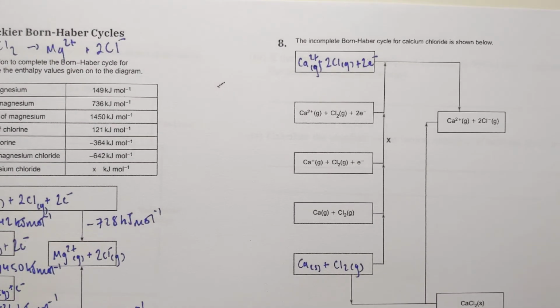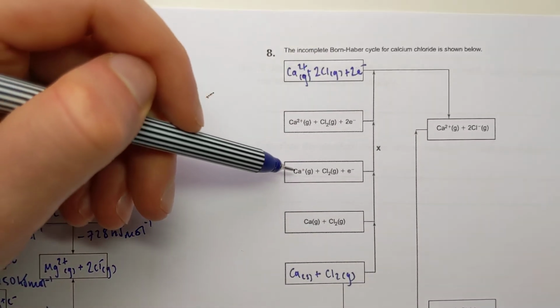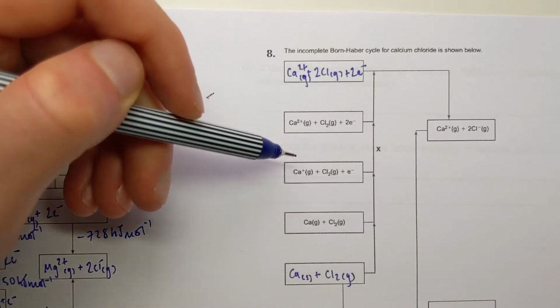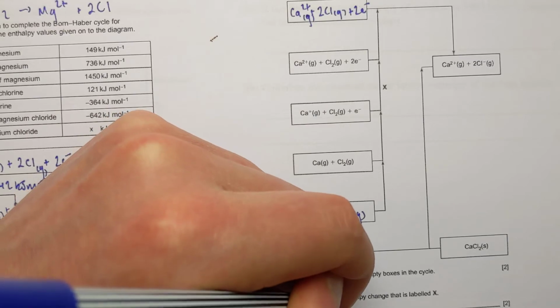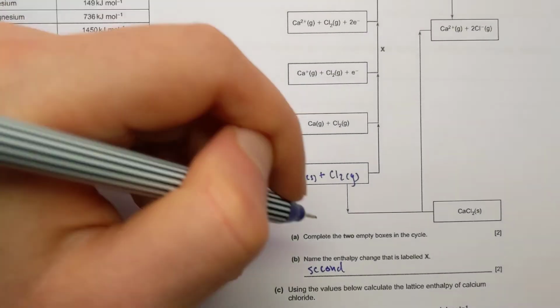The enthalpy change labelled X, if we look here, is going from Ca+ to Ca2+. That's going to be the second ionization energy. It wouldn't be enough just to say ionization energy, you need to specify which one it is.